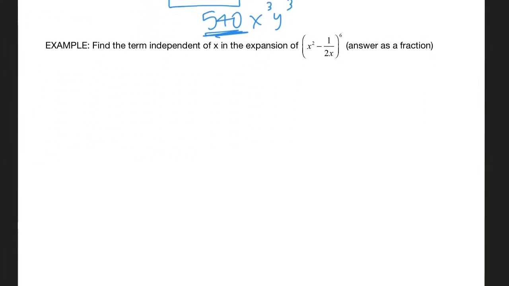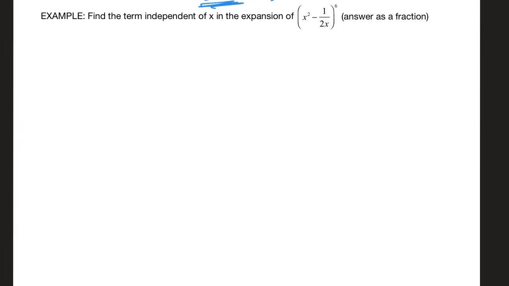All right, and then scooting this up, find the term independent of x. Okay, what that means is we want the term that has x to the 0 power. Okay, now this one's slightly different though, and here's the reason why. It's different because this term has x's in it and this term also has x's in it. So what we're going to do is we're going to use the general term.